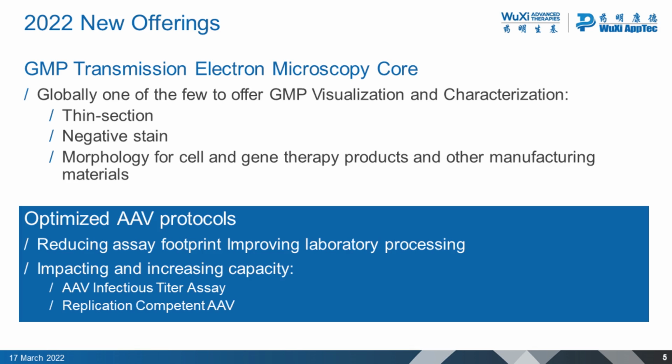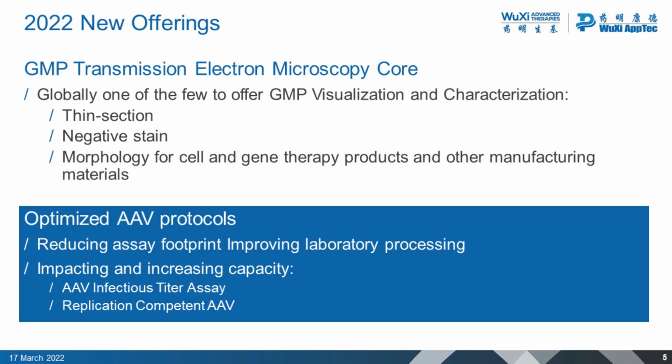In 2022, part of our growth is that we have now brought online one of our first GMP transmission electron microscopy cores. Globally, we're one of the few to offer GMP visualization characterization for thin section microscopy, as well as negative stain microscopy. We're also currently planning on pushing through our pipeline of development projects, which is looking at morphology for cell and gene therapy products and/or other manufacturing materials.